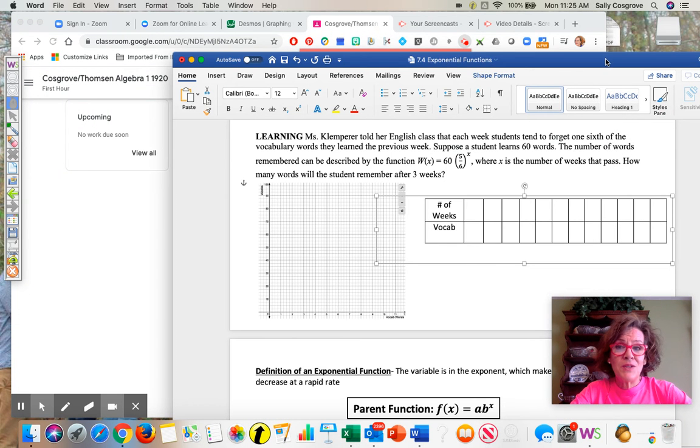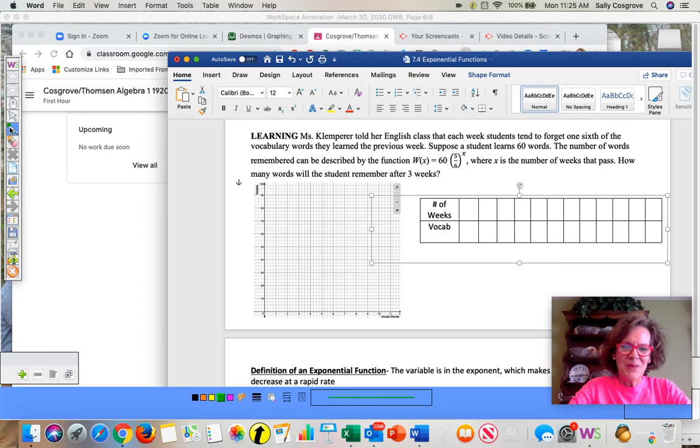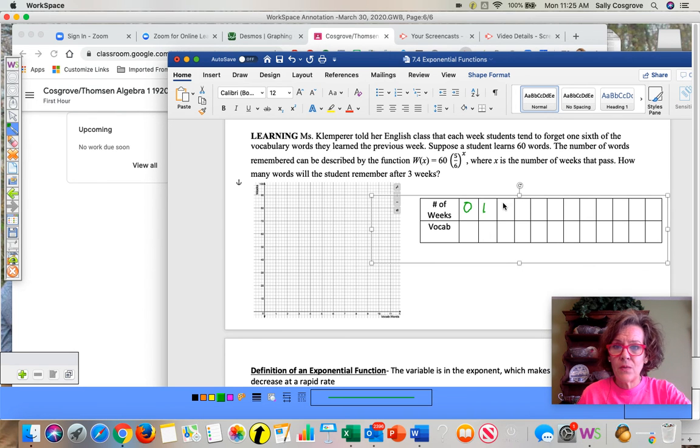So I tried to fill it in and then come back to you, and it erased it. So we'll try to get the values put in right quick. Let's do that. We've got number of weeks. So we have 0, 1, 2, 3, 4, 5, 6, 7, 8, 9, 10, 11. And we already looked at the graph to know what's happening.